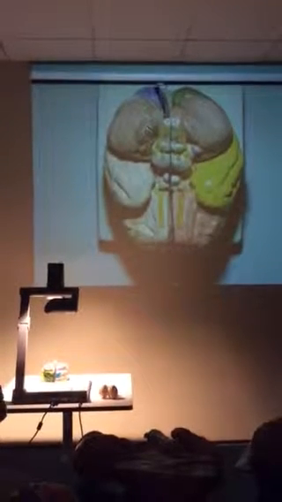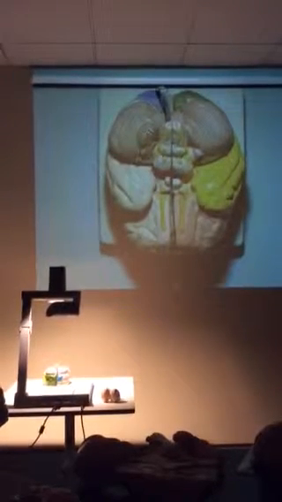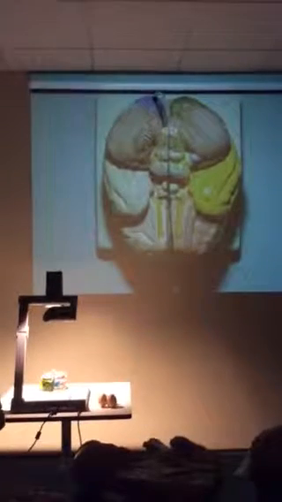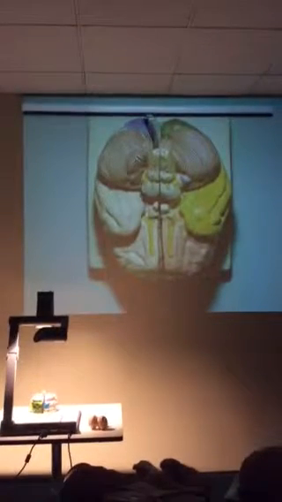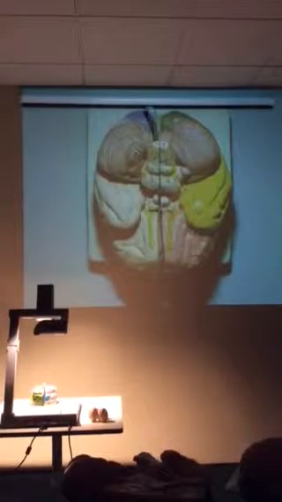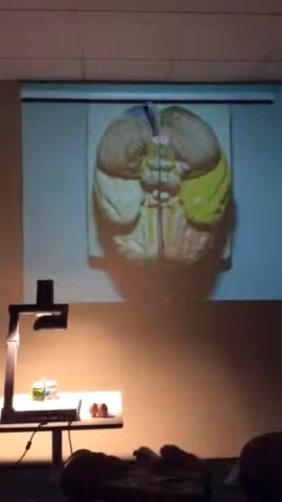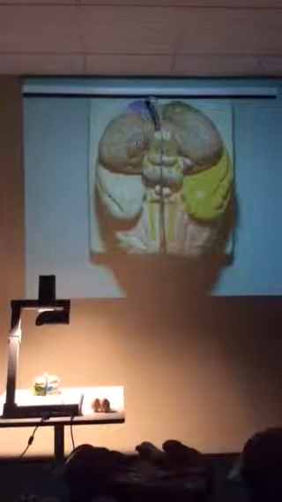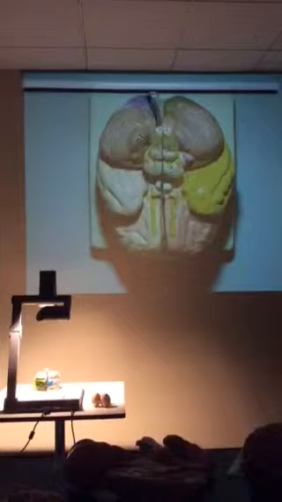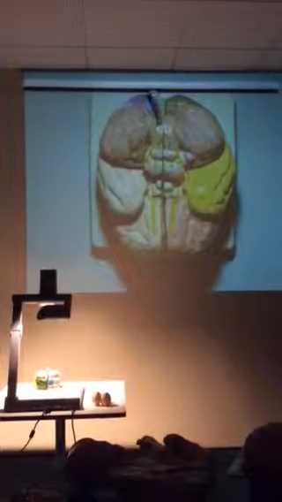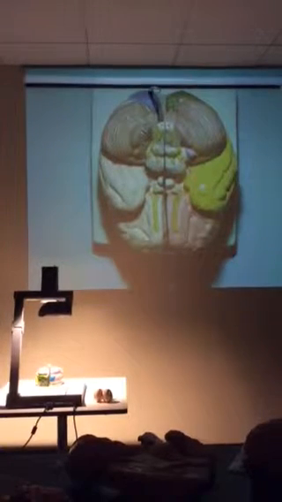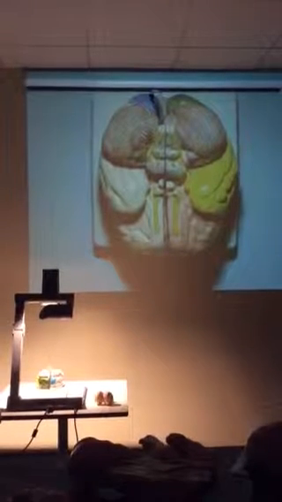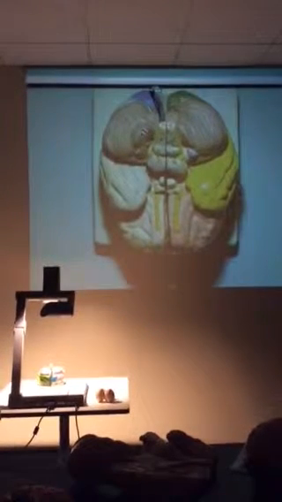You are looking at the basal aspect or lower aspect, which is also known as the inferior aspect of the brain. Clear? No talking at all, please. So this is the frontal pole. This is the occipital pole, and these are the temporal poles. So this is the anterior part here, and that is the posterior part at the back.